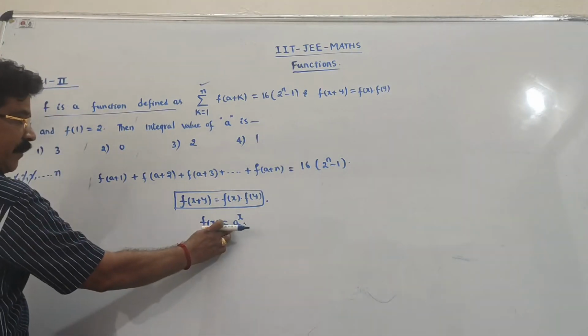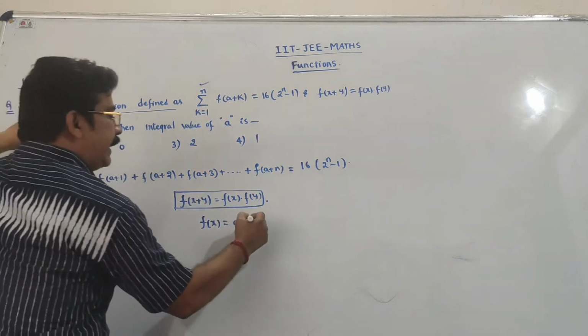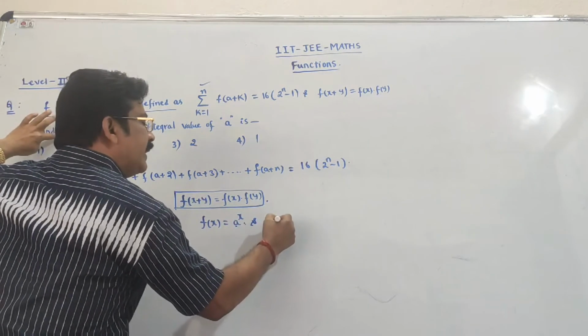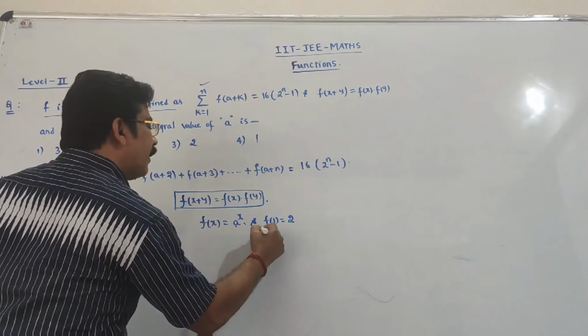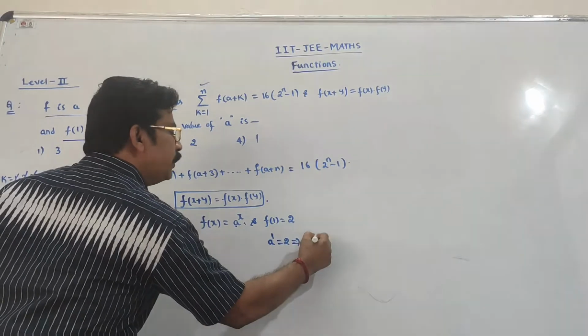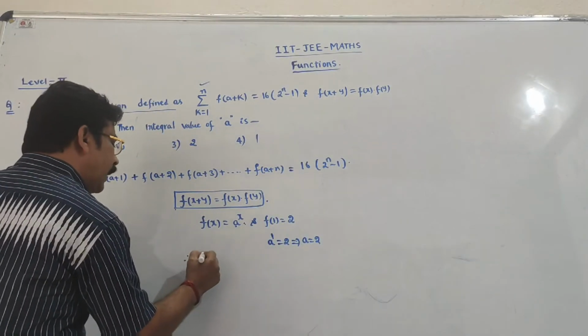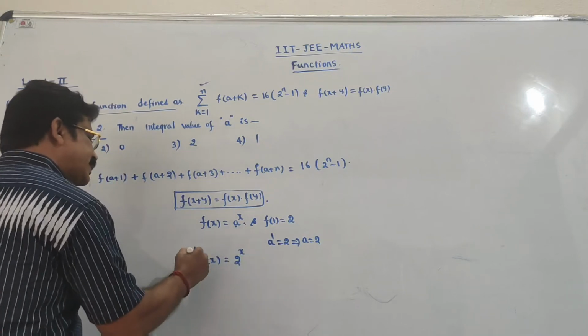To find the value of a, another condition is given here: f(1) equal to 2. f(1) means a to the power 1, which is equal to 2. So therefore a value is 2. Therefore f(x) equals 2 to the power x.